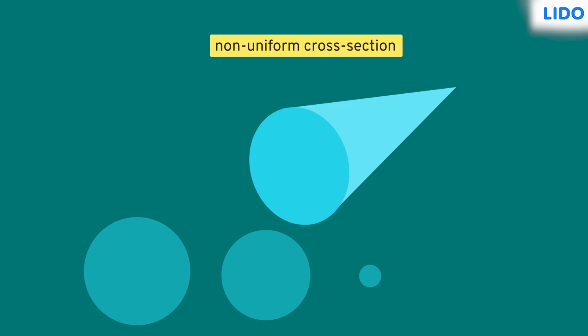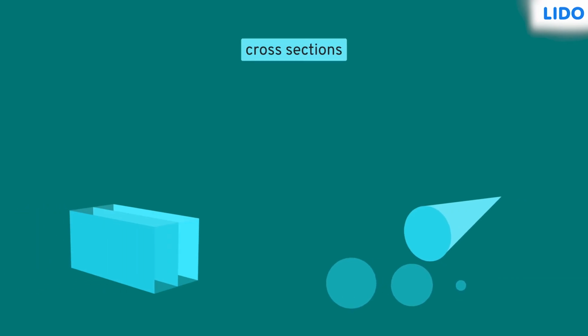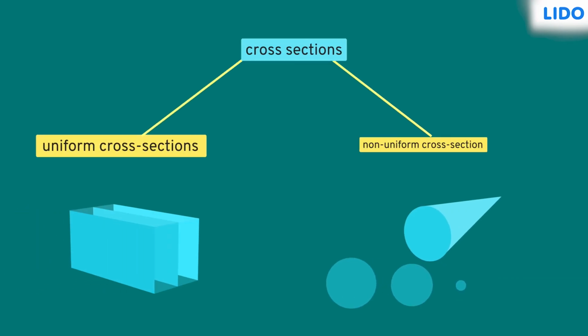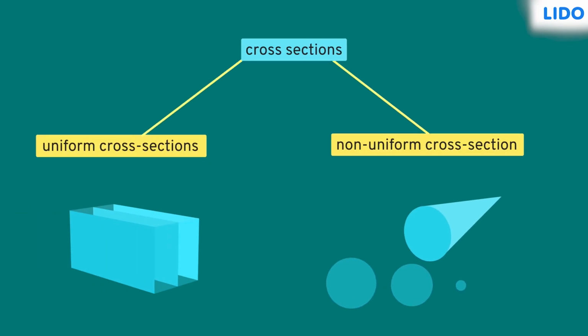Now let's take an example of a conical hat. If you cut it from here, the middle would be similar in shape but different in size. That means if you cut this hat from various places, the faces created will not be uniform in size, although the shape is the same. So this is called a non-uniform cross-section. We learned that there are two types of cross-sections: uniform cross-sections and non-uniform cross-sections.